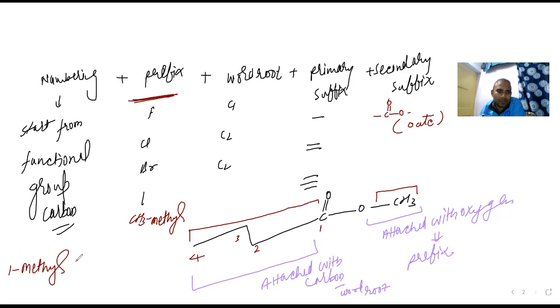Methyl. Bromine is not there. But-, butane. Butane. So the name is 1-methyl butanoate. Is it okay? Yes, sir. Do you want to write it or shall I erase this? One minute, I'll write it down.